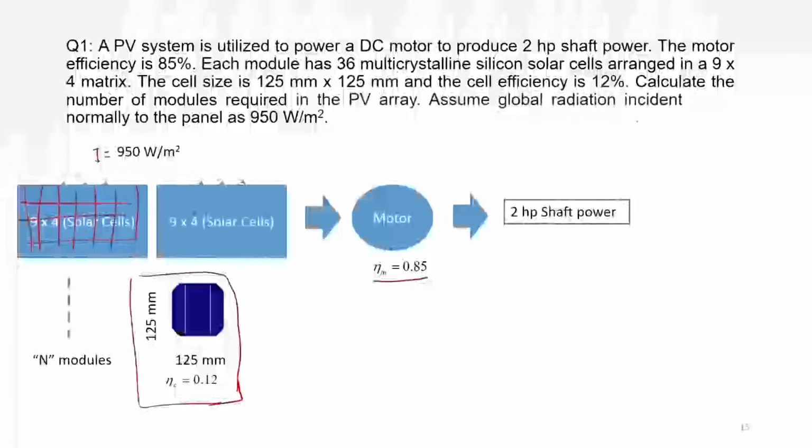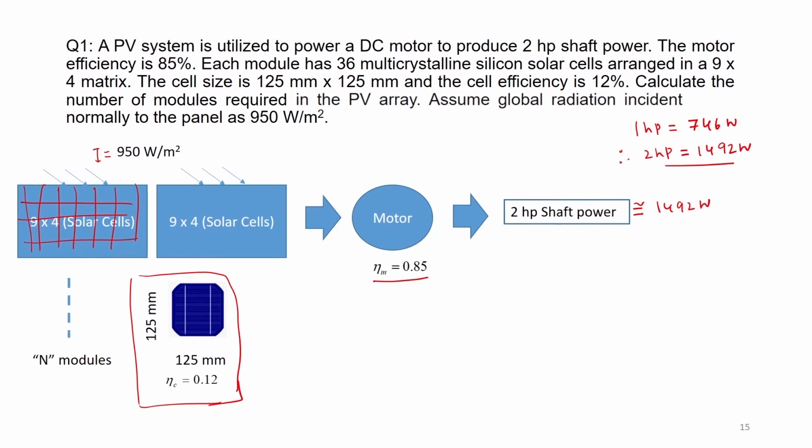So, as we know, 1 HP is equal to 746 watt, hence for 2 HP it will be 746 multiplied by 2, which comes to be 1492 watt. So, this is equivalent to 1492 watt. As we know the motor efficiency, by utilizing these two parameters we can calculate the input power required to run the motor.